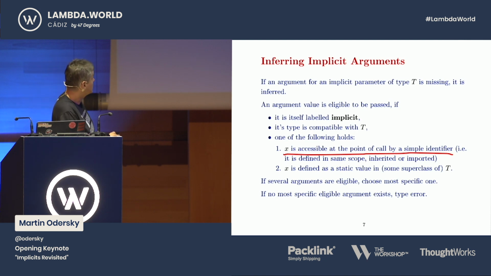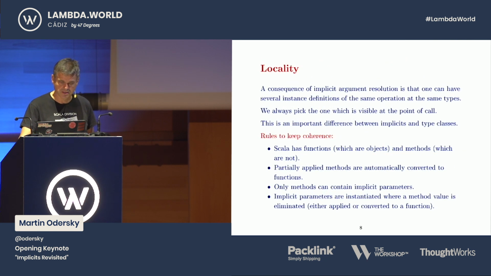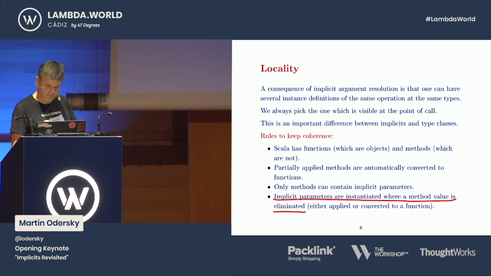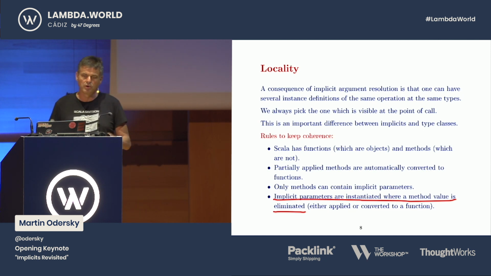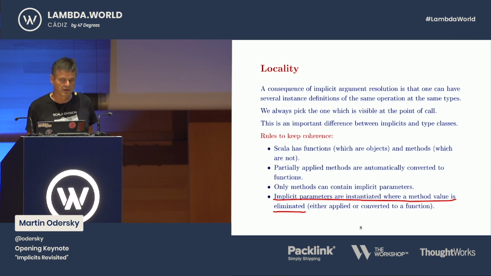So this thing here, I just want to draw your attention to this phrase here. So the implicit argument must be accessible at the point of call by a simple identifier. So that turned out to have fateful consequences. Okay, the other thing was about locality. So a consequence of implicit argument resolution is that one can have several instance definitions, so no global coherence, and there are some rules to keep local coherence, to keep things under control.